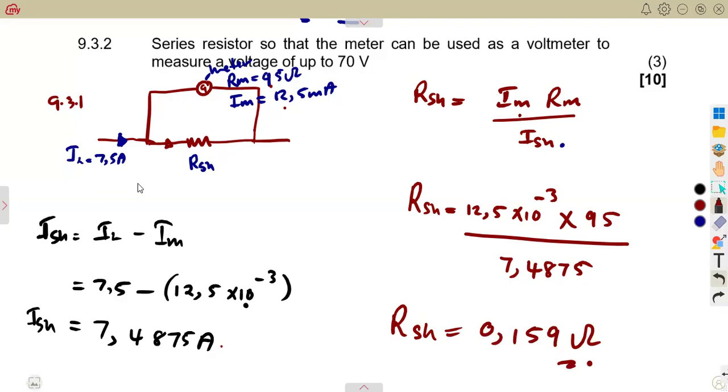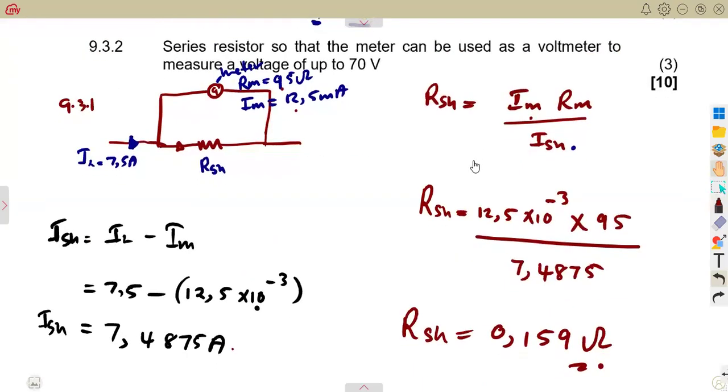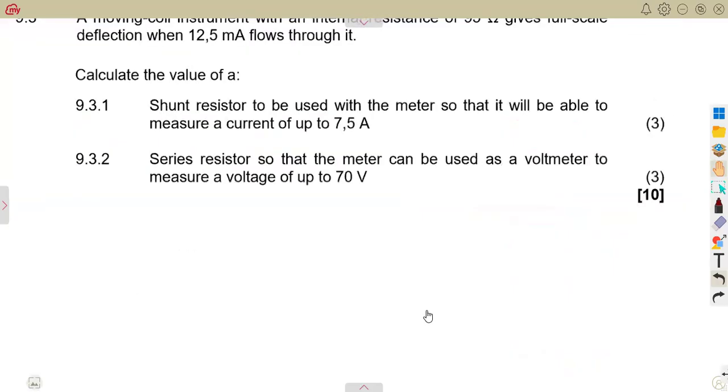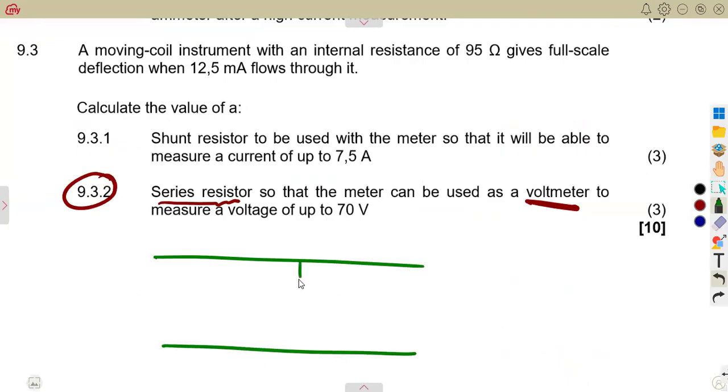As you can see, the resistance across the shunt is very small. When you're calculating for the multiplier, it is going to be a bigger value that you consider. So that was 9.31. Also, with the same information, they want us to use this to calculate 9.32, when this is now considered to be a series resistor, to calculate the value of the series resistor so that the meter can be used as a voltmeter, which is the same as the previous question that we just did when dealing with a voltmeter. Guys, I talked about this. I'm not going to waste much time.